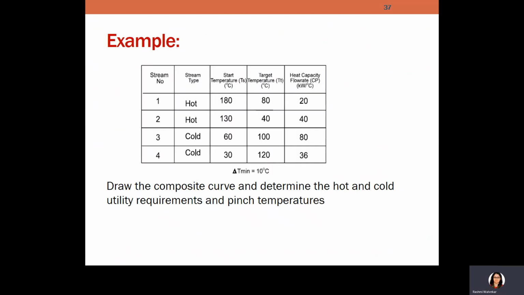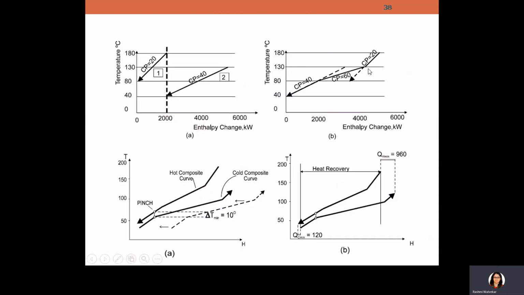So we will do one example here, with the same data. Now we need to draw the composite curve and determine the hot and cold utility requirements and the pinch temperature. So follow the same method. Draw your composite curve for hot utility and cold utility. Look at the overlapping area, look at the common area and draw the line, and then you get an average line like this.